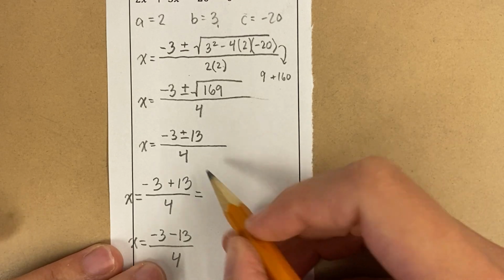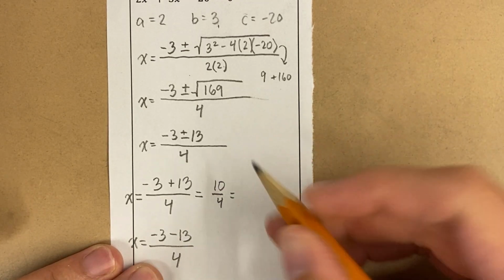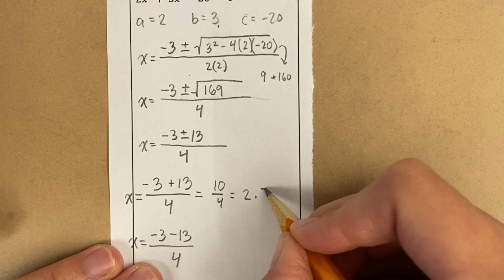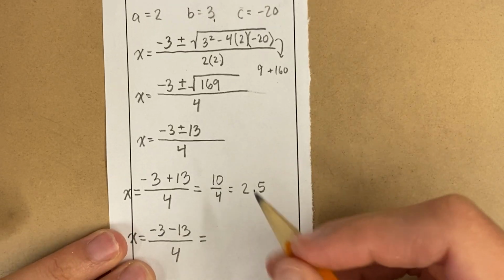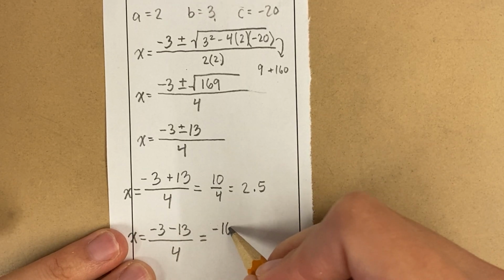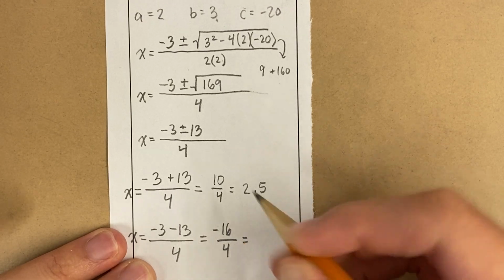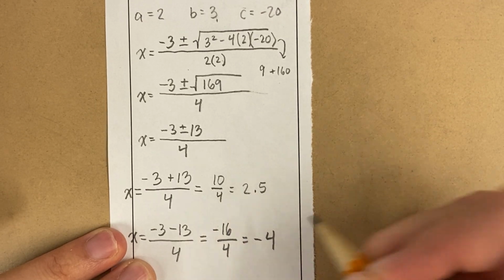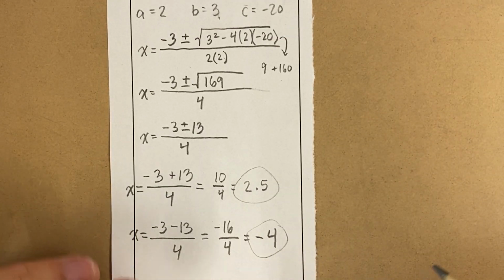-3 plus 13, that's the same as 13 minus 3, that's 10. 10 divided by 4, you probably feel more comfortable putting it in your calculator, that's fine. I get 2.5. -3 minus 13, that would be -16. Divide by 4. Negative divided by positive, that's -4. These are my 2 answers. Those are my 2 possible x values.